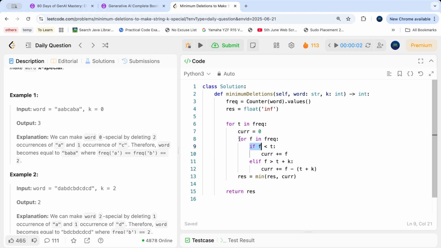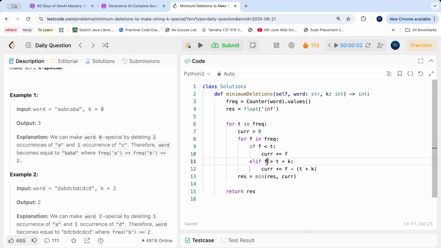If this frequency is less than t, then we can remove all the f frequency. That is, let us say the value of t is 6, the value of f is 1. 1 is less than 6, right? But the value of 6 is fixed. If the value of 6 is fixed, we have to delete all the characters which have a frequency of 1, so that their absolute difference is within the range of k. So if the value is less, we can delete all the characters and we can say current is equal to current plus f. That is, we have deleted f number of characters.